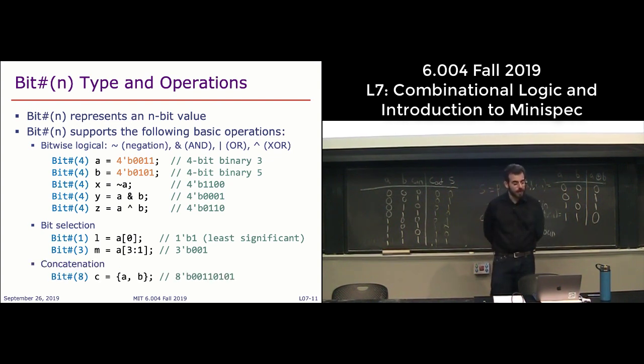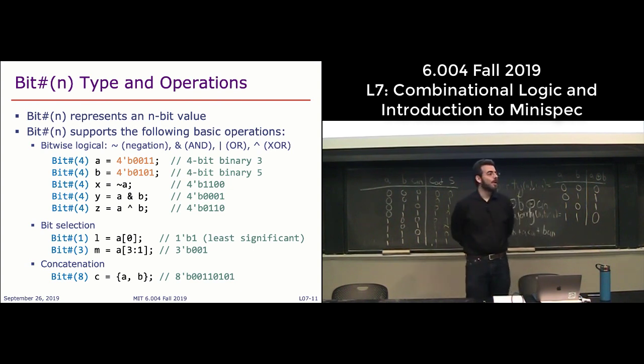And finally, we can also concatenate bits, right? So we can say C equals open curly brace A comma B, close curly brace, and we'll get 0011 0101, right? So an 8-bit value consisting of the concatenation of both. Okay, questions?